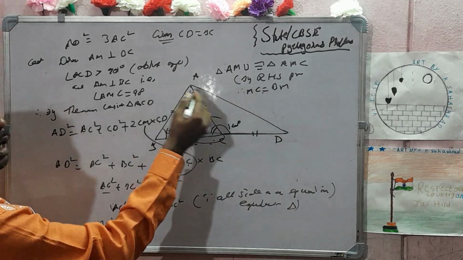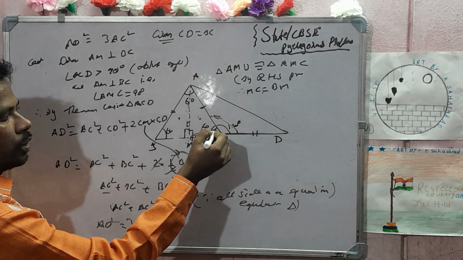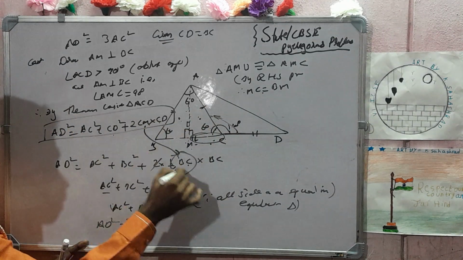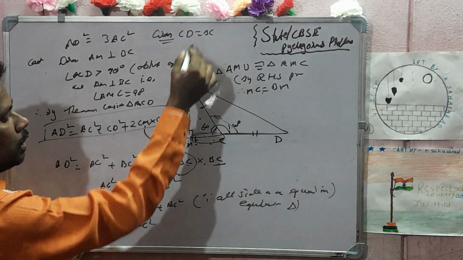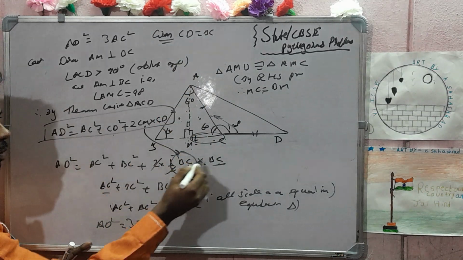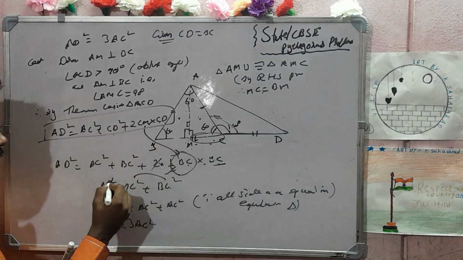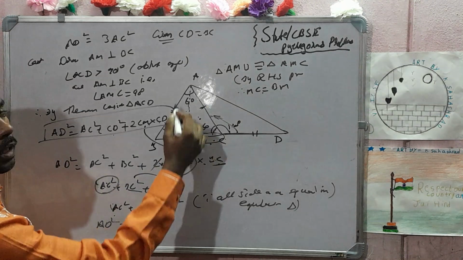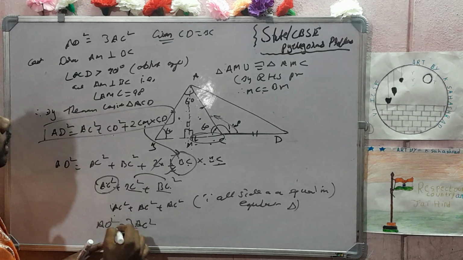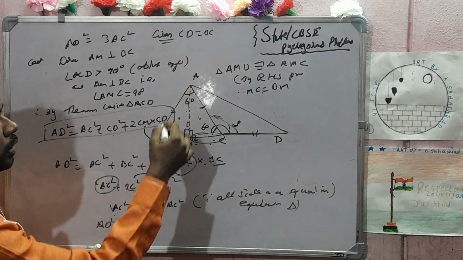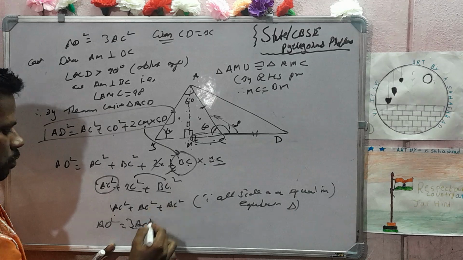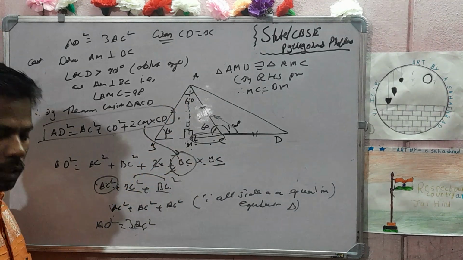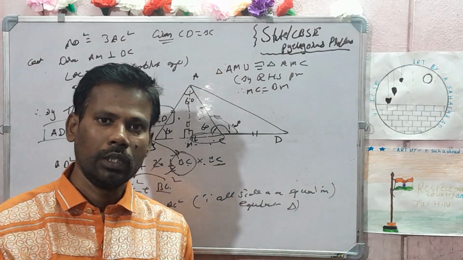Then again apply the Pythagoras theorem. Since this is obtuse angle, apply that statement, you will get these conditions. Therefore simply replace the value. CD is nothing but BC and CM is half of BC, plus BC into BC, BC square, AC as it is BC. In an equilateral triangle all sides are equal. So AD square is equal to 3AC square, or they may ask AD square is equal to 3BC square, AB square, BC square or AC square. Anything they may ask.